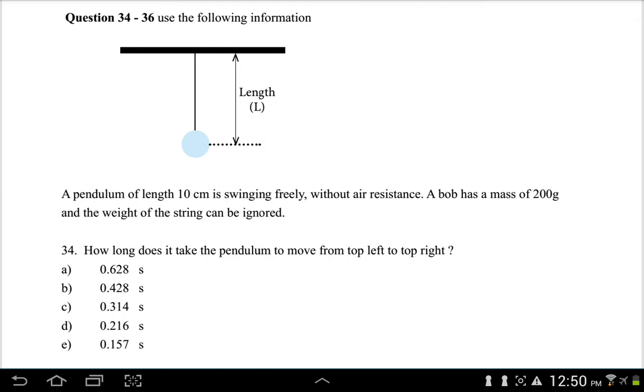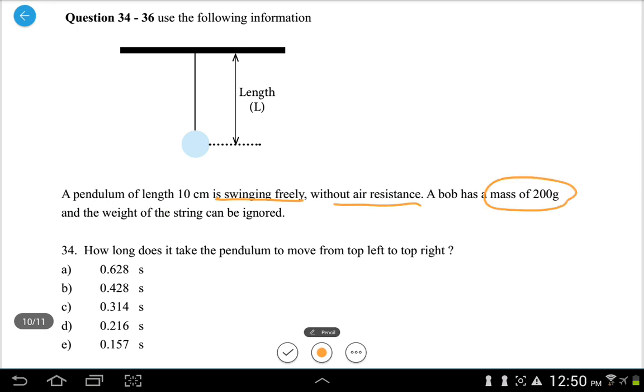All right, guys, test 5, question 34 to 36. Use the information below. The question says you have a pendulum of length 10 cm and you want to swing it without any air resistance, and the mass of the bob is 200 gram. The question says the weight of the string can be ignored. Number 34, this is what it is asking you.